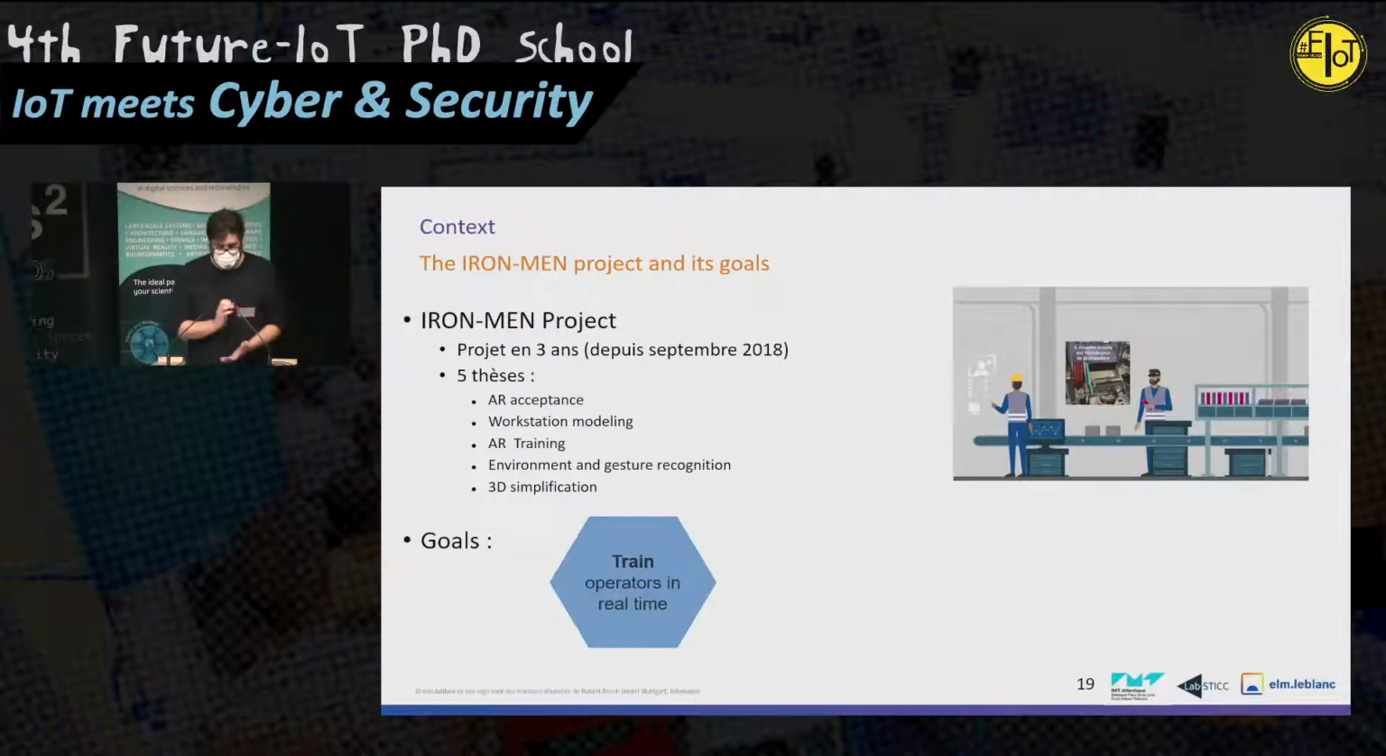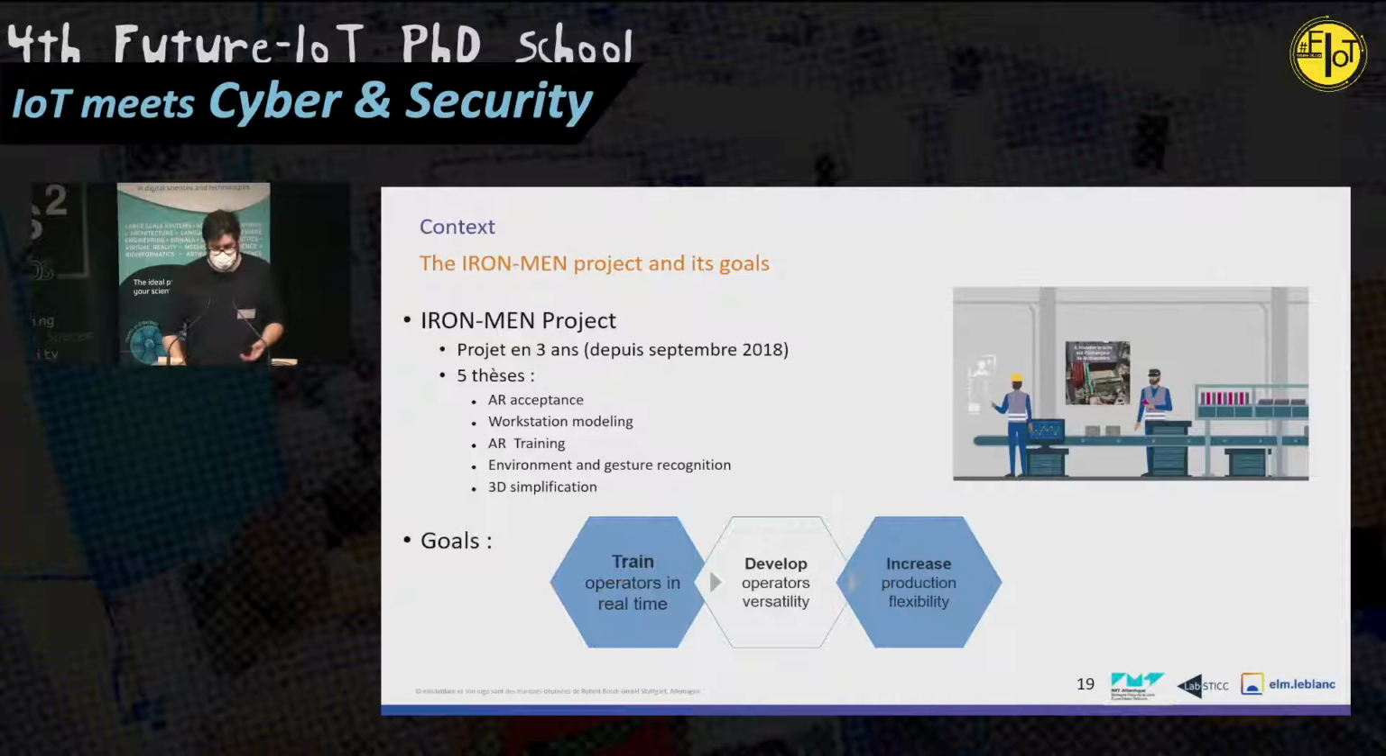And the goal is to train new operators in real time on the assembly line, to develop the operators' versatility, to increase the flexibility of the production, and finally to prevent work-related disease during training, because sometimes during training the operators are trained with wrong positions, and it develops work-related disease like tendinitis. I don't know the word in English, but some workers develop problems.